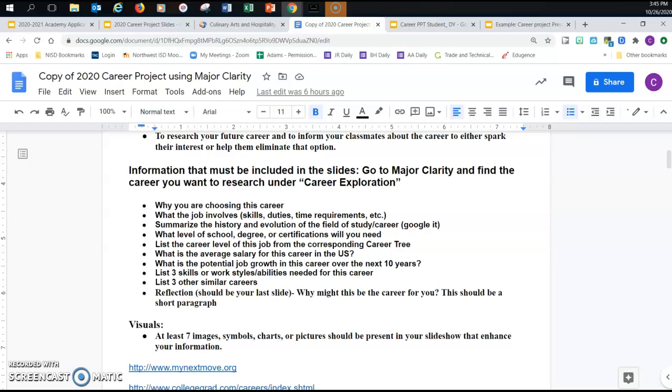Here's what you need to know on the slideshow. Yes, you're going to answer all the questions. You have to include at least 7 images, symbols, charts, pictures, something that goes with it, because you're making a visual aid. And then anything you pull off the internet, as usual, you need to cite your source.